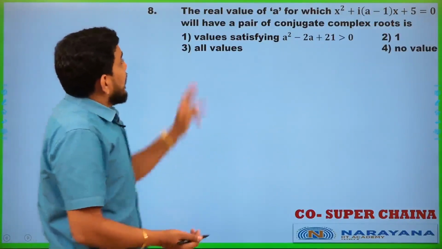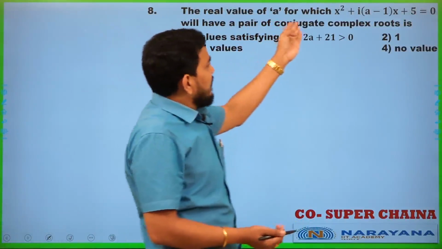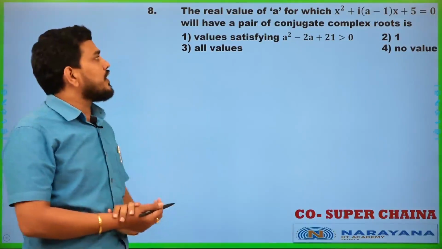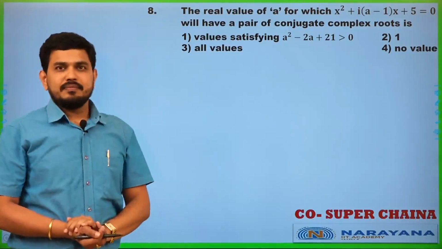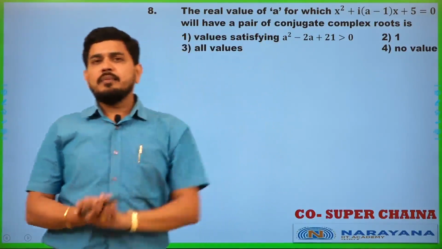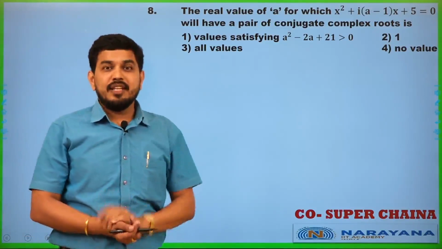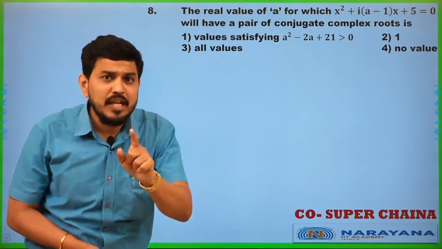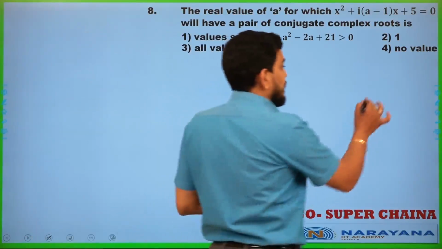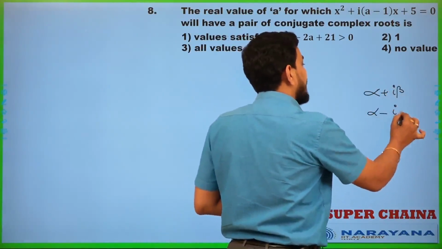Okay. The real value of a for which this particular equation is having pair of conjugate complex roots. If you recollect one statement, when the coefficients are real, you will have the conjugate complex roots. If discriminant is 0 or negative, complex roots always come pairwise. Or what is meant by conjugate complex? If one root is alpha plus i beta, another root is alpha minus i beta.